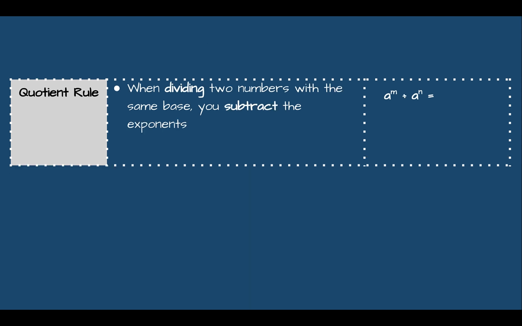Our third rule is called the quotient rule. This is the opposite of the product rule.